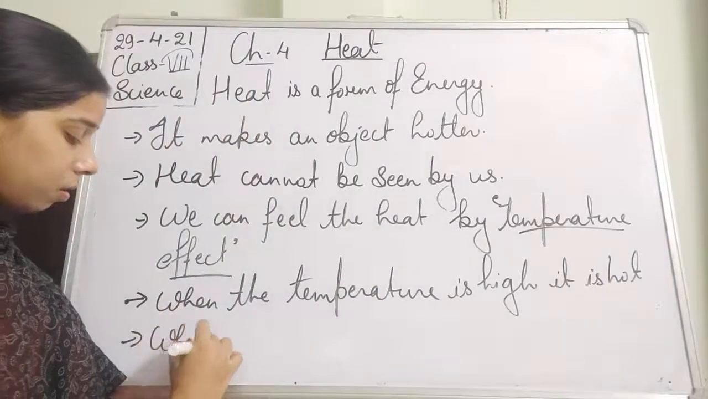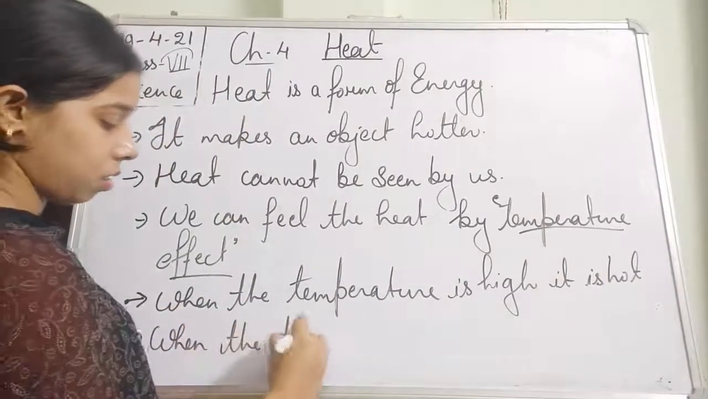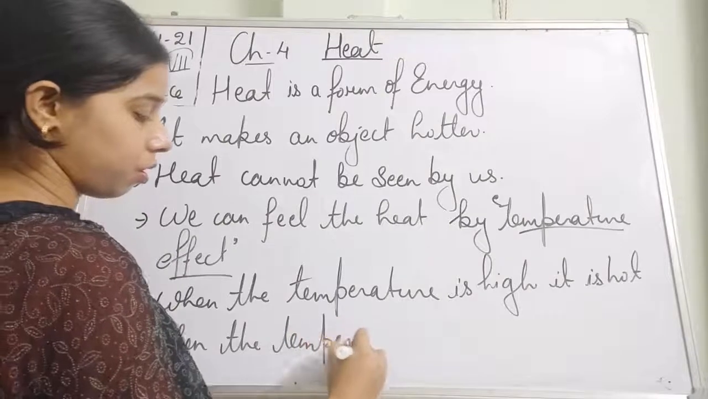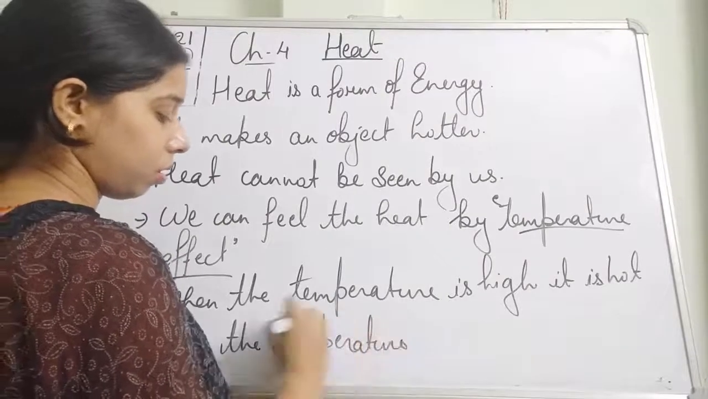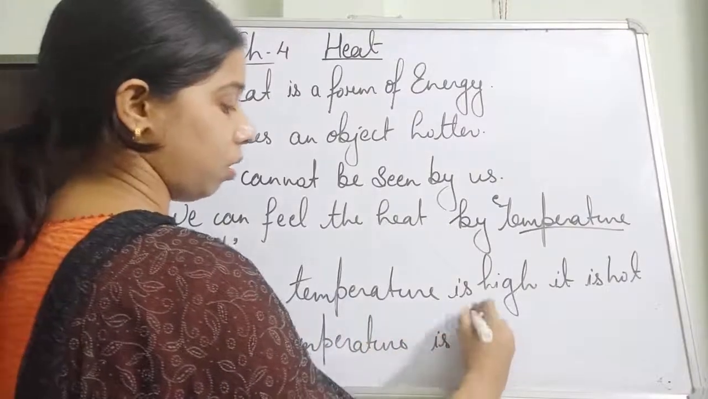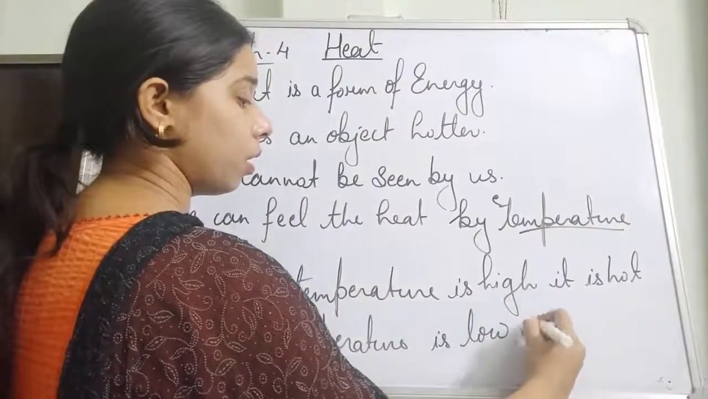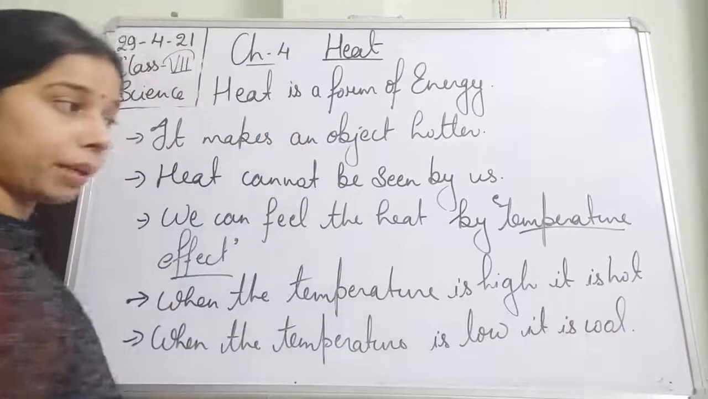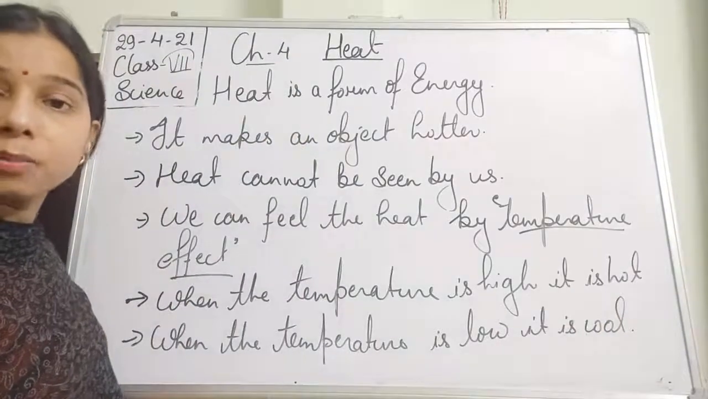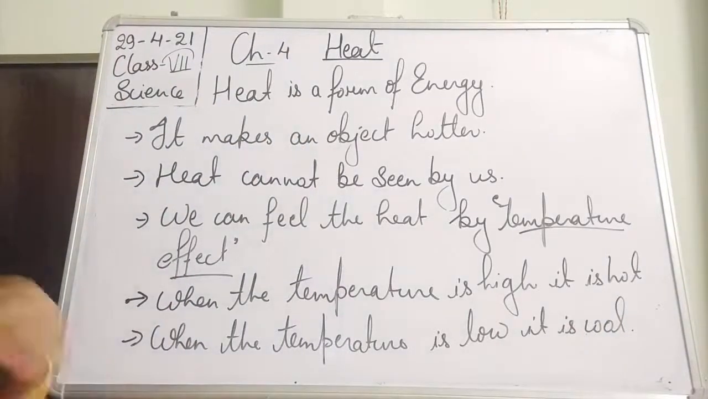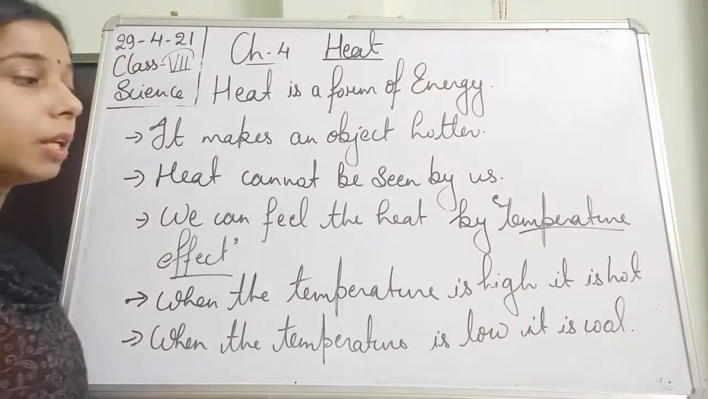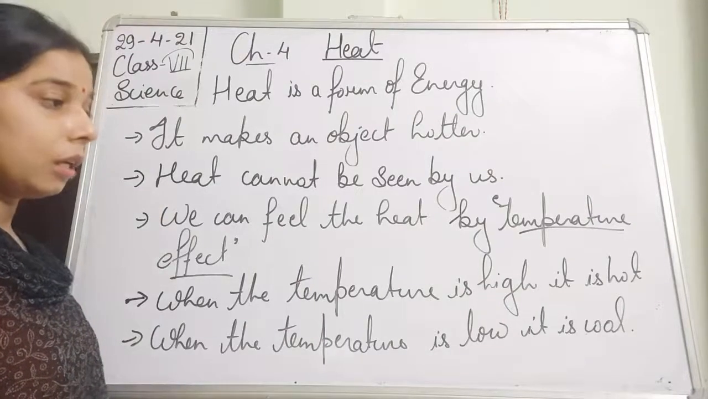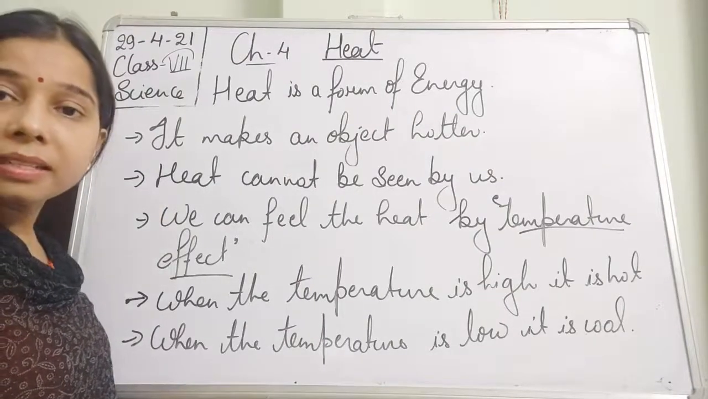When the temperature is low, it is cool. So when we increase the temperature of an object, it becomes hot, and when we decrease the temperature, it will become cool. So basically, how can you increase the temperature?